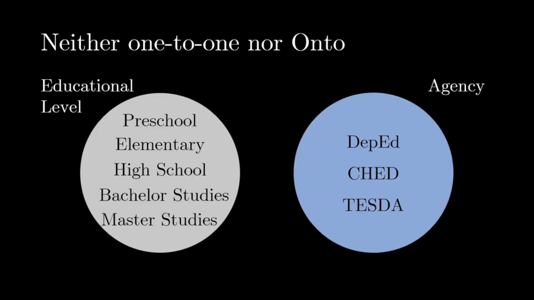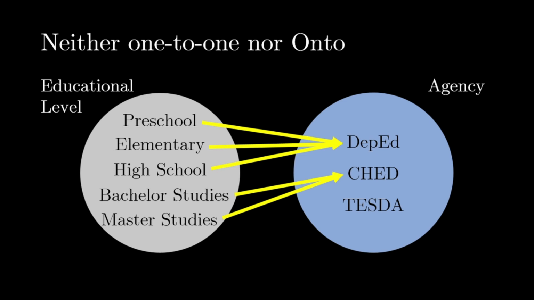Let's look at another example. The sets of educational levels and the department/agency under jurisdiction. Preschool levels up to high school are regulated by the Department of Education, while bachelor and master levels are under the Commission on Higher Education. The element TESDA has no preimage because this agency operates on vocational level education. Thus, this function is not onto. In addition, because for instance DepEd covers more than one educational level mentioned here, this function is also not a one-to-one function.